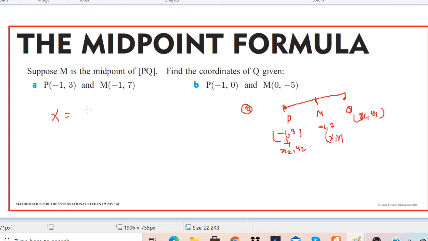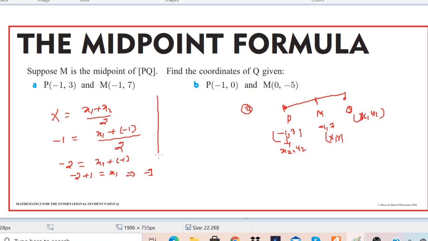So you have already learned the formula. X midpoint is x1 plus x2 divided by 2. Over here x is -1, that is the x coordinate of the midpoint. X1 is not known. X2 we have -1 and then divide by 2. So we can simplify this. So it is going to be -2 equals x1 minus 1, and then -2 plus 1 is x1, or x1 is equal to -2 plus 1, which is -1.